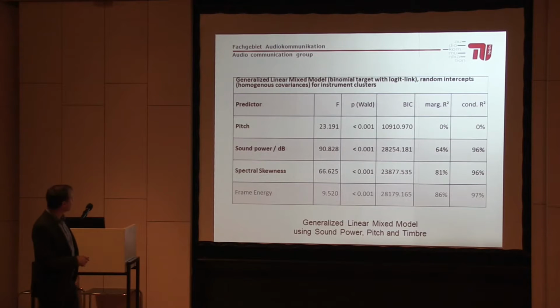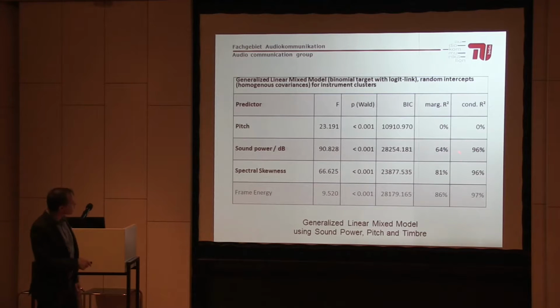So what you see is that if you use sound power alone, you reach a predictive power of either 64 or 96%. And what is the difference? The marginal R squared describes the power of the fixed effects model. So if you have one model for all musical instruments, whereas the conditional R squared describes a random effects model where every instrument can have a different model with different contributions of the parameters pitch, timbre, and loudness.